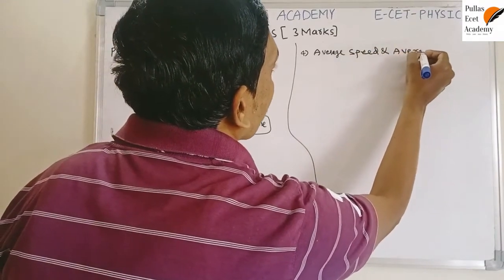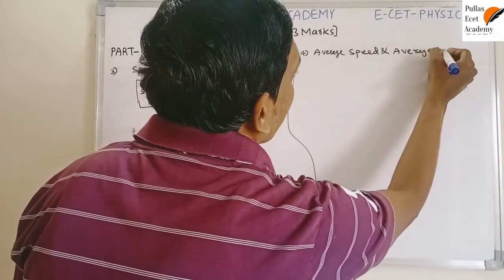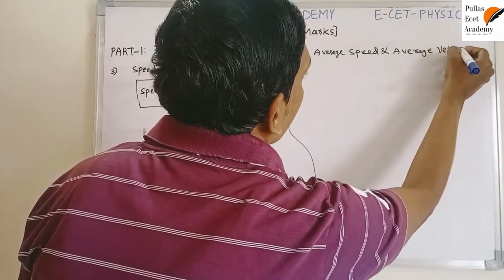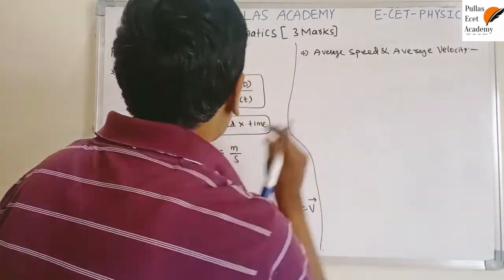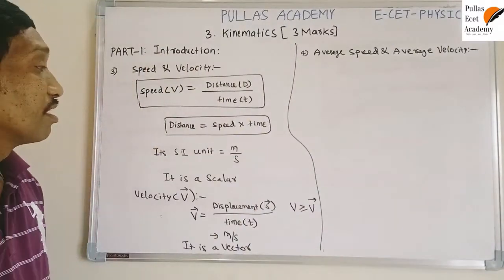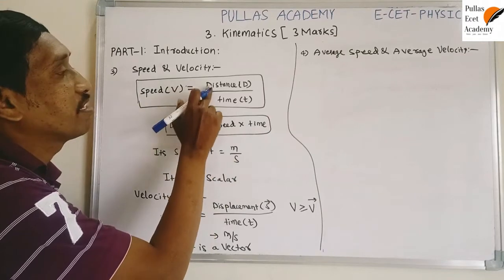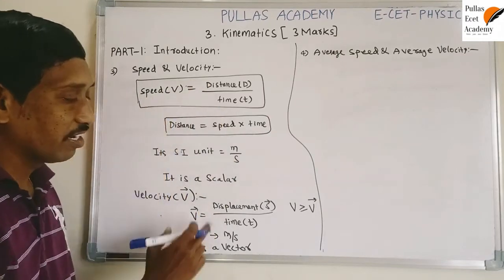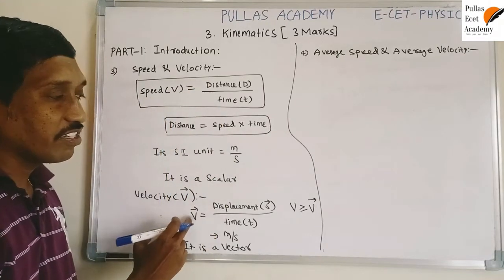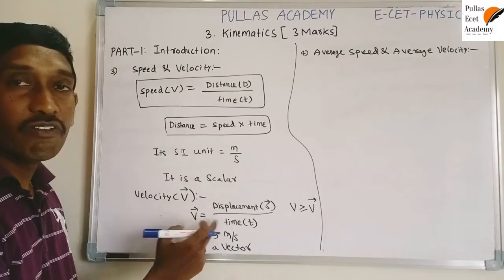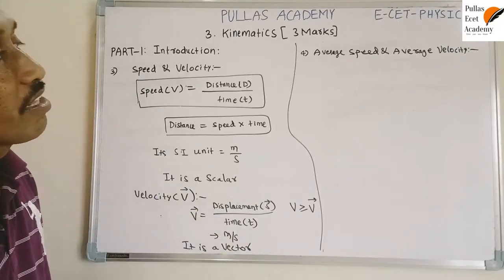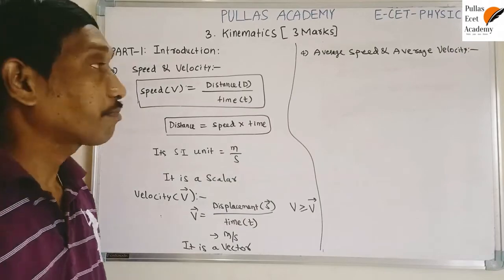The next introduction point is average speed and average velocity. These expressions are important, asking simple questions. Sometimes distance is asked in terms of speed and time. Sometimes distance and time are given, and speed is asked. Displacement is asked, velocity and time are given. Displacement is equal to velocity into time. So these are the different expressions.